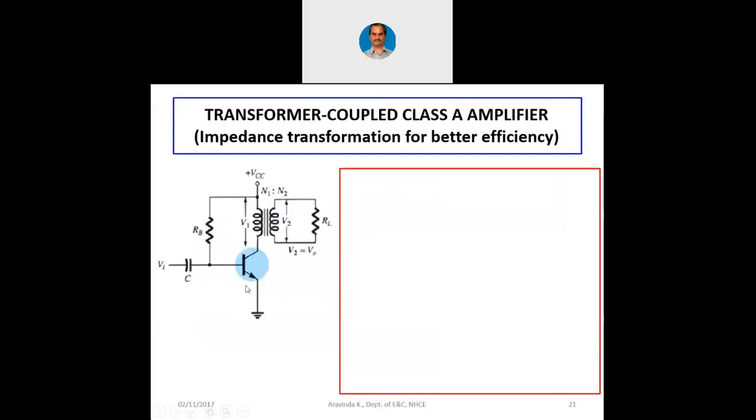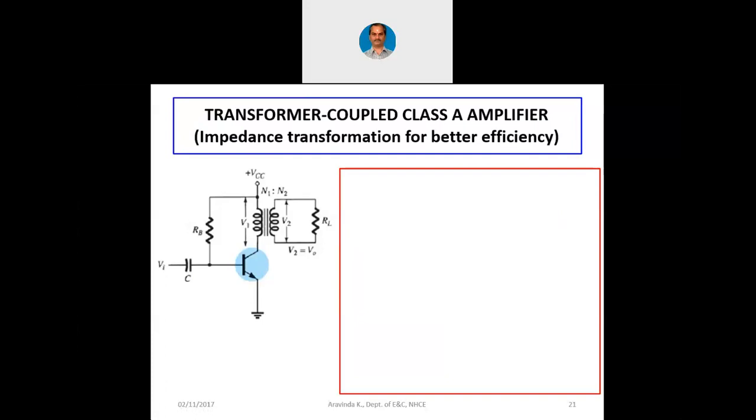Now we are seeing a circuit which is a transformer coupled class A amplifier. It is the same fixed bias circuit, but at the output you do not have a collector resistor. Instead, you have a transformer, and the load is connected to the output of the transformer. There is an impedance transformation here because we can use the transformer as a step down or step up transformer. When we use a transformer in that way, we have advantages in some other ways. Let us see that later on.